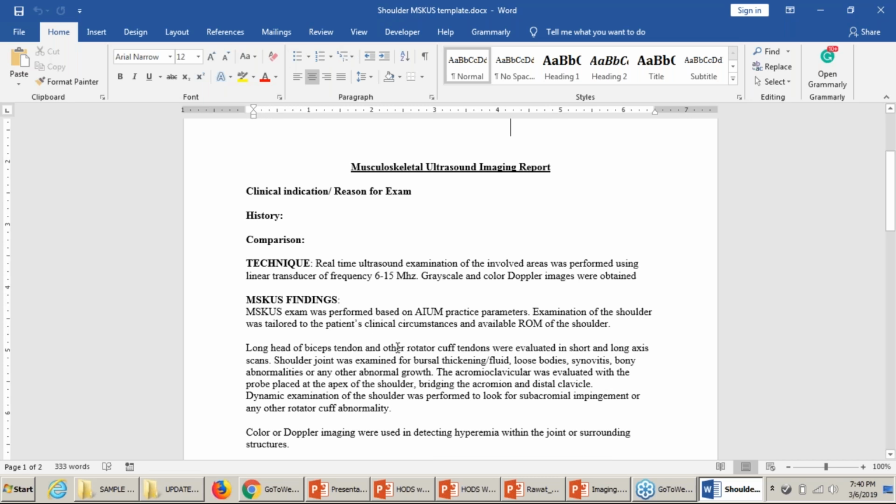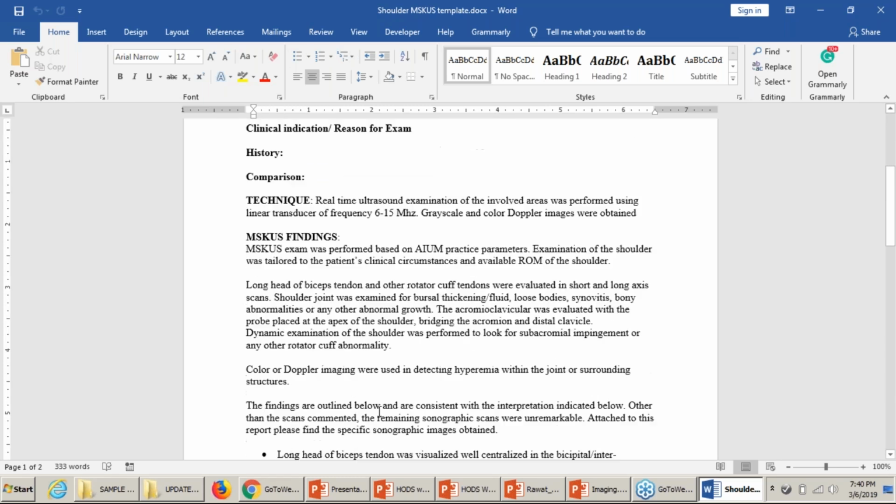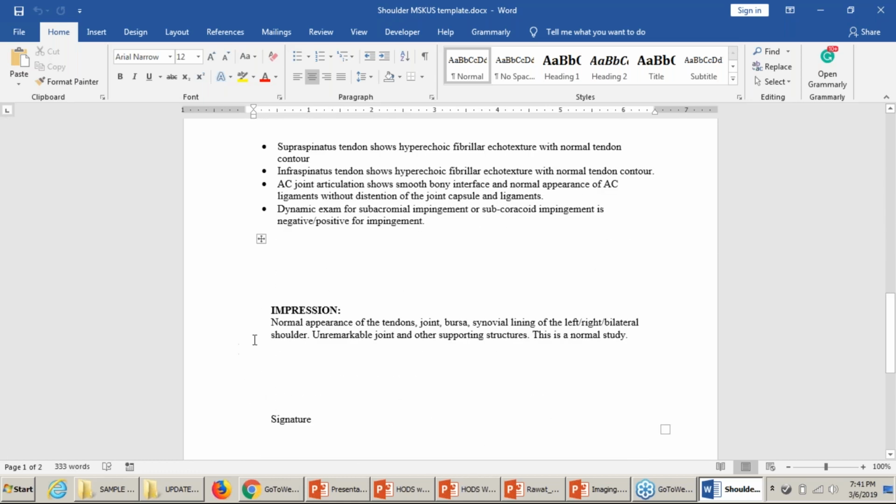The first part again is the same. First page is pretty much the same. The language in the findings is slightly different and more specific to the shoulder. And then the impression is where you would write the conclusion of the findings.